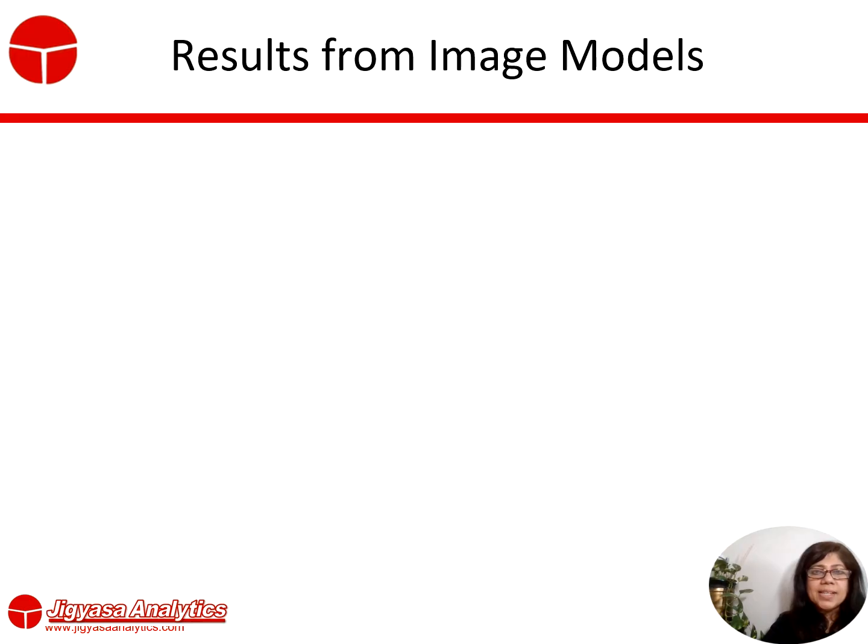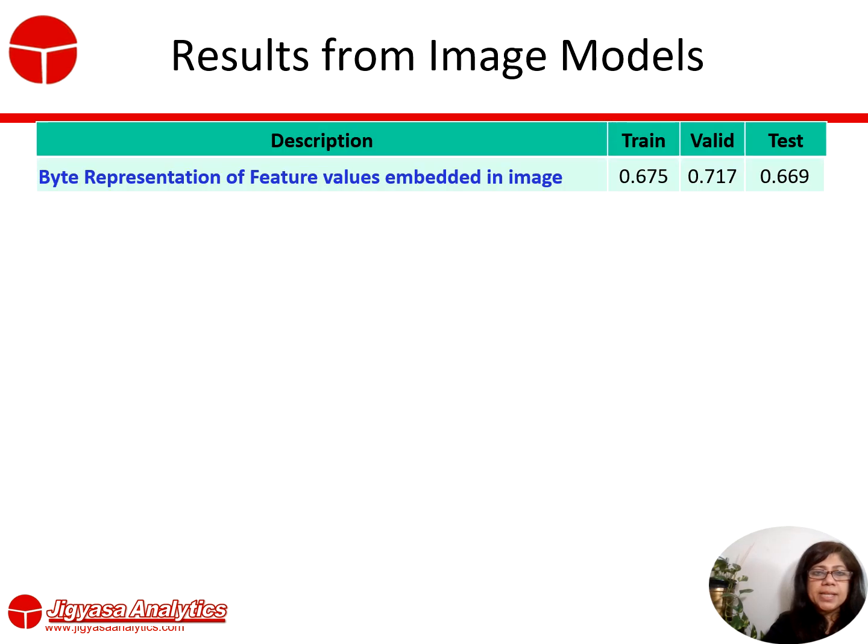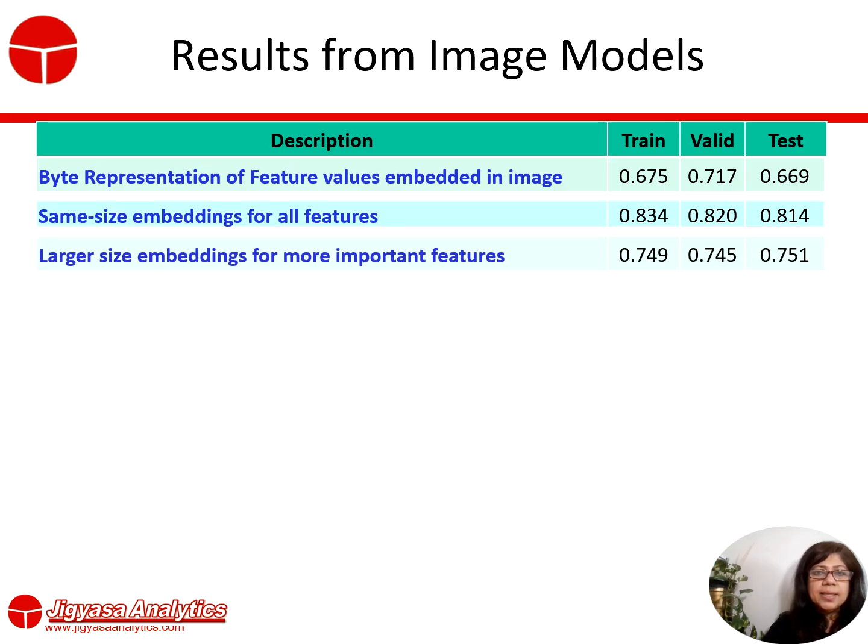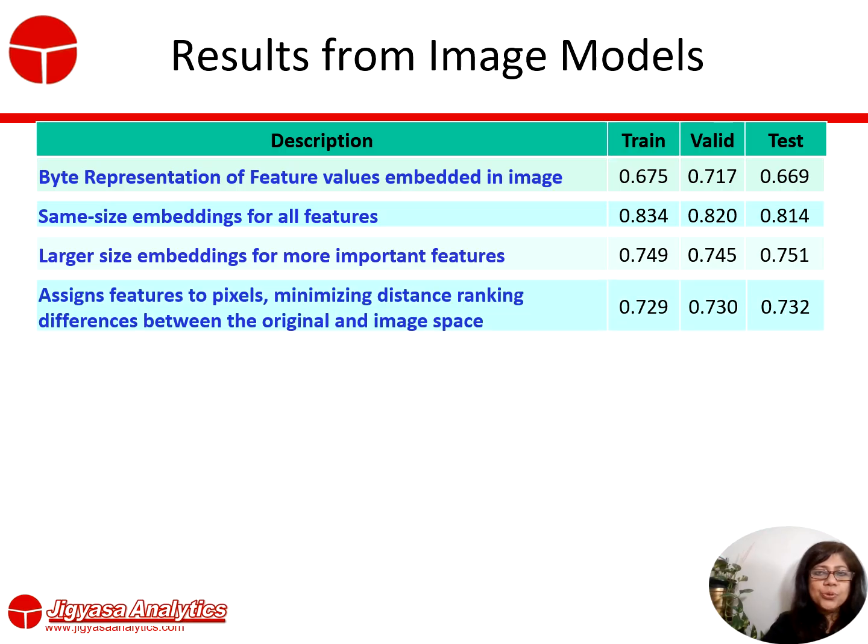On this slide, we present a summary of the key findings from our image modeling experiments. We have seen all of these results in our earlier slides, and they are just compiled here so that we can compare them. The first few rows show the embedding-based methods, which means that the feature values or a representation of them are directly embedded into the image. The fourth row shows the results from our permutation-based method. This method assigns features to pixels by minimizing the distance ranking differences between the original and image space.